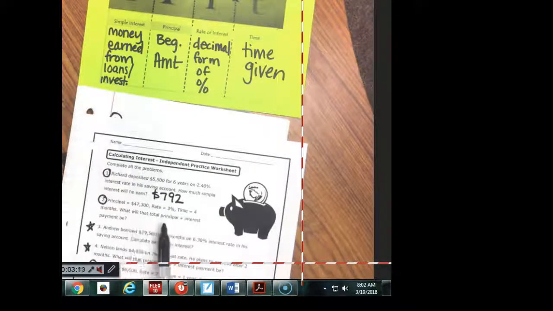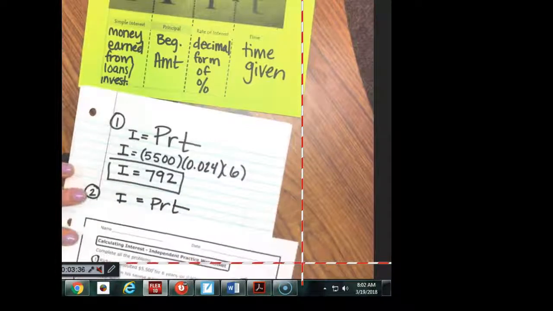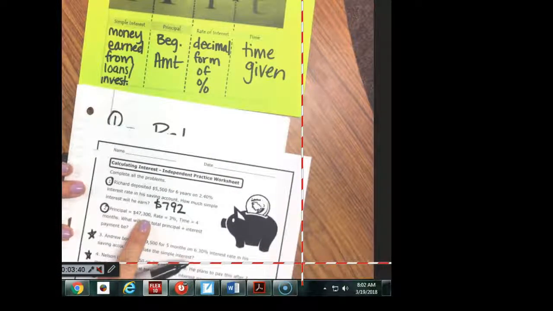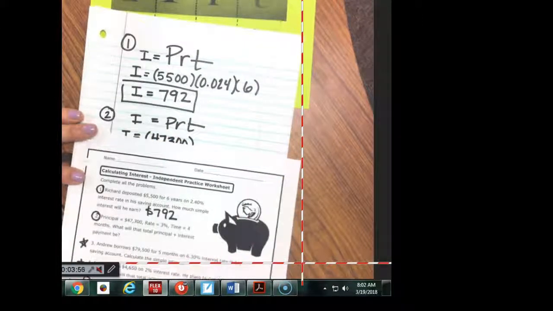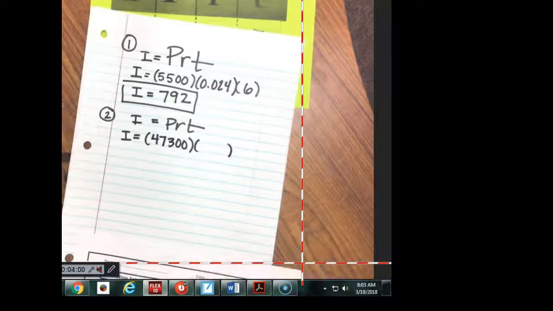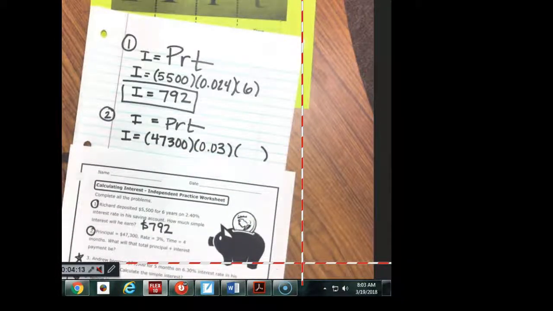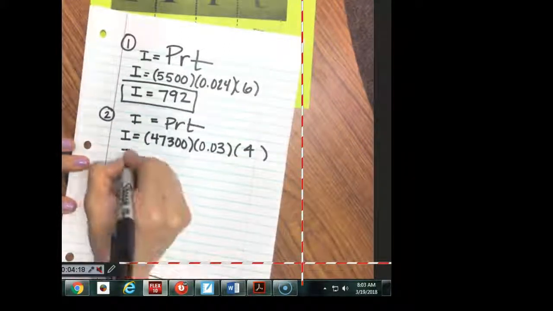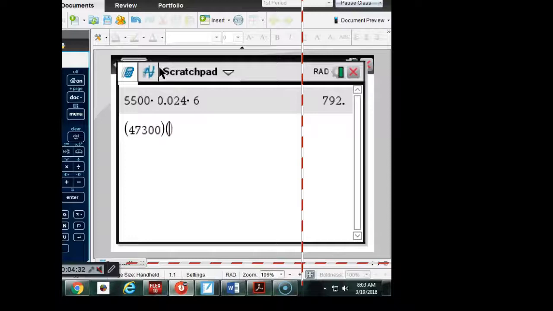Let's take a look at number 2. Number 2 is a multi-step problem because you need principal and interest. So what we are going to do is look at the beginning amount, and the beginning amount is $47,300. And remember the rate is 3%, but you have to move the decimal twice, so it's 0.03. And he did that for 4 months, so that's a whole number of 4. So again, you're going to put that in on your Inspire just like that with the parentheses.